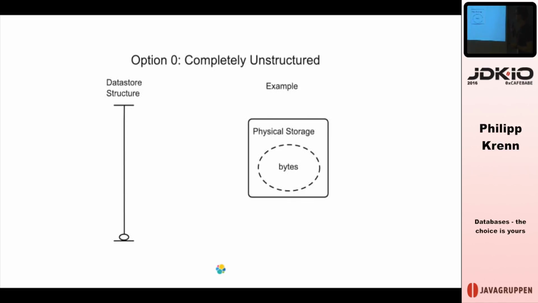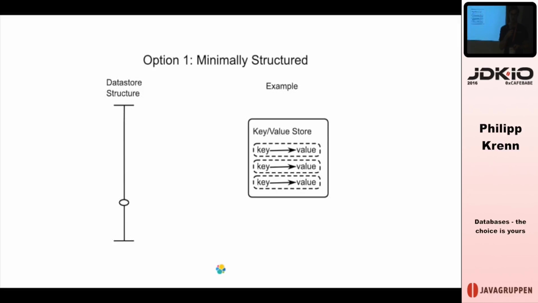Okay, so what can you do? First, the model would be that I don't have any structure at all, which doesn't make any sense for a database. Because it's just Python, I cannot do anything with that. The next kind of structure would be key value.